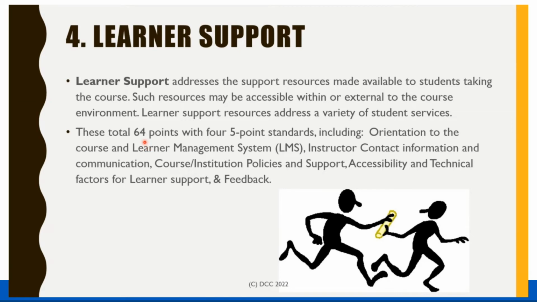Notice that the point values run up to 64 points and there's four 5-point compulsory standards. These include orientation to the course and learning management system, the instructor contact information and communication policy and guidelines, course and institution policies and support, accessibility and technical factors for learner support and feedback. And this was what section 4 of the rubric looks like.